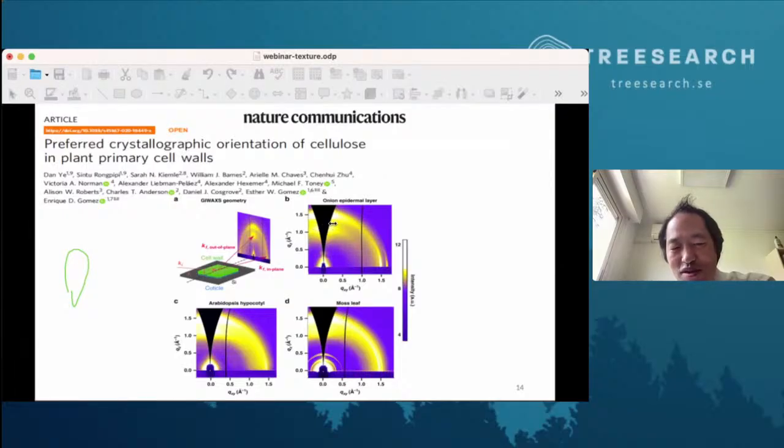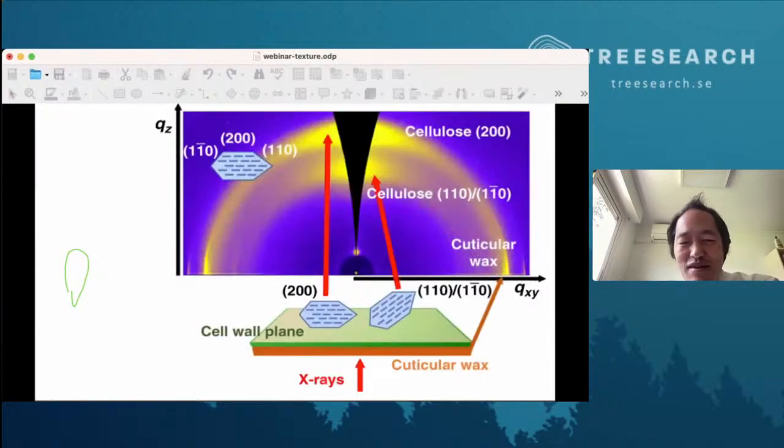I don't know if you recognize the strong cellulose pattern, equatorial pattern of 200 and 110 and 1-10 diffraction. So they conclude from this pattern that there is a preferred crystallographic orientation like this. So the reasoning is that, okay, you see very strong 200, so some crystals are lying here. You also see very strong 110 and 1-10, so some cells should be aligned like this. Do you agree with this argument?